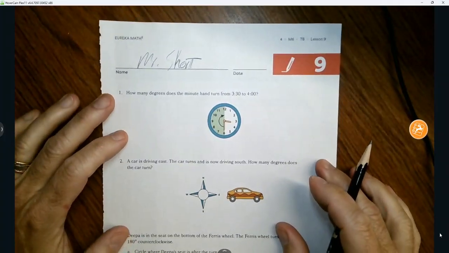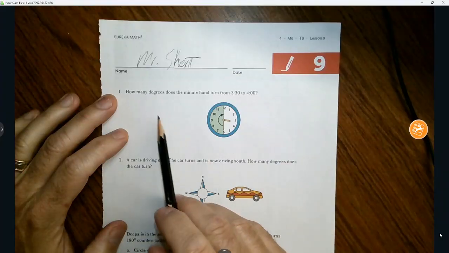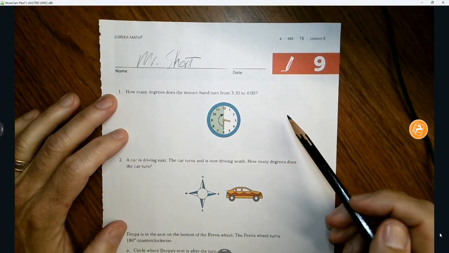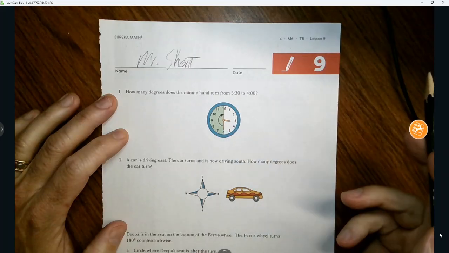But things happen. All right, like I said, we're on page 55 and page 56 today. We're working on how many turns we're making and how much of the circle we're turning.